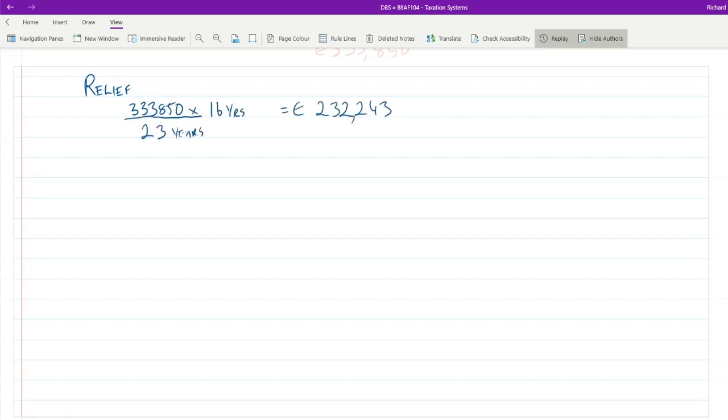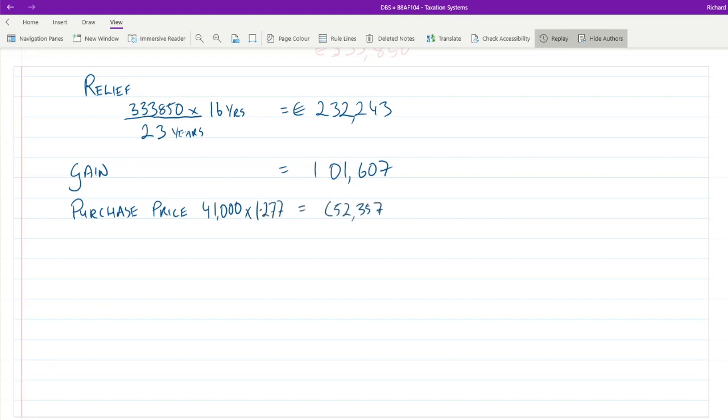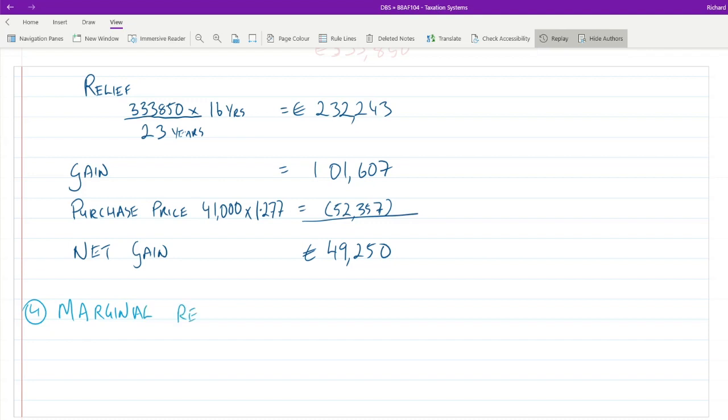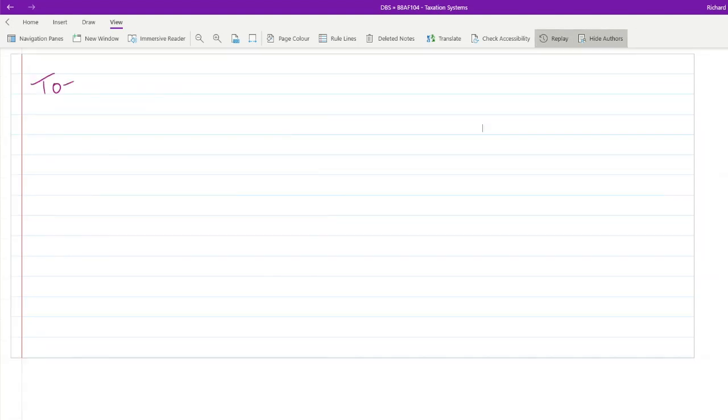333,850 gives the amount of the gain that doesn't qualify for principal private residence relief, and that's 101,607. We can then subtract the purchase price as indexed to give us a net gain on this particular sale of 49,250. For the watch, the taxable gain exceeds 2,540, so the amount that's chargeable is the 2,950 minus 2,540 divided by 2. The sale of the wasting chattel furniture doesn't attract a capital gain, so the loss isn't allowable either.